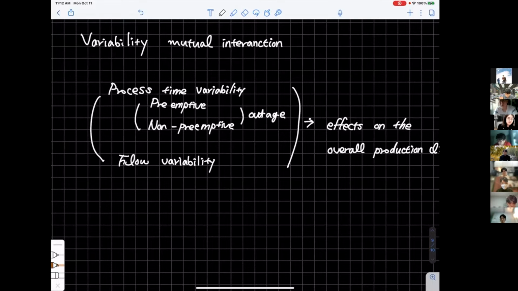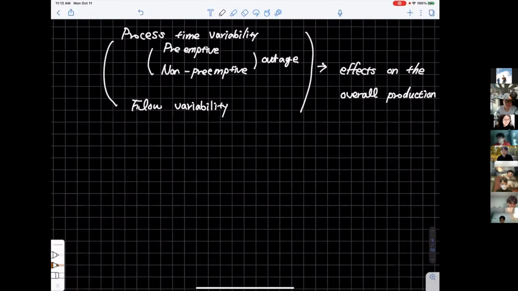It is the problem of a single machine, and it only has effects on the performance of the relevant single machine. But if the multiple processes are connected, then the variability of preceding machines has effects on the following machines. That is the flow variability.